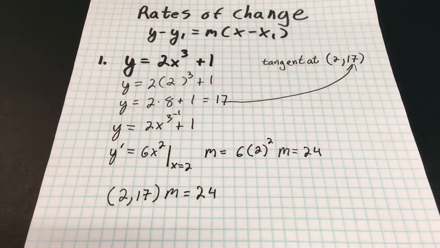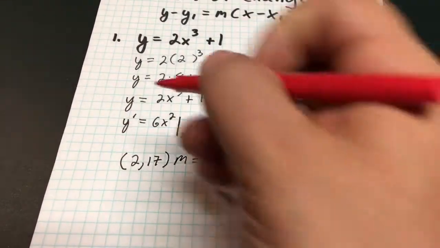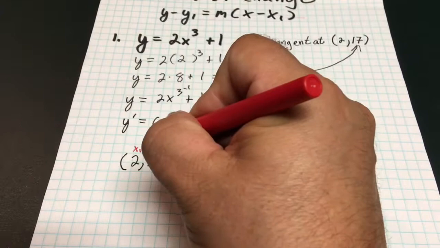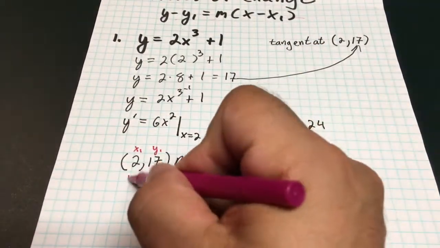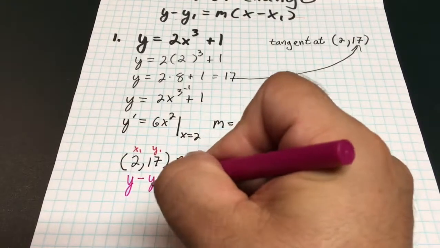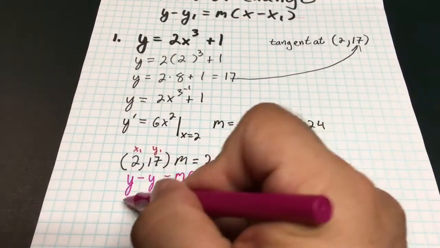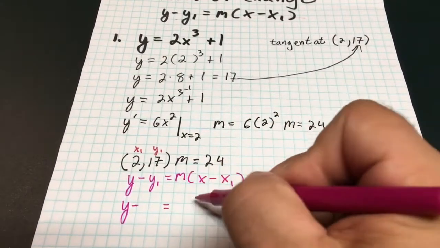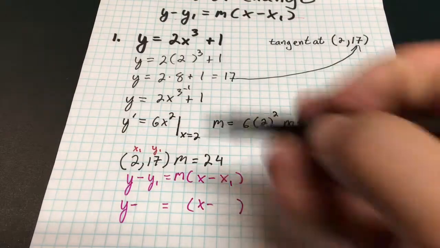So now I'm going to use this old Algebra 1 formula, the point slope formula, because I now have a point and the slope. I'm going to label this as my x sub 1, and this is my y sub 1. And just as a reminder to get you back in the groove: y minus y sub 1 equals m times x minus x sub 1. Y minus something equals something times x minus something. Good review. And now I'm going to plug in these values.